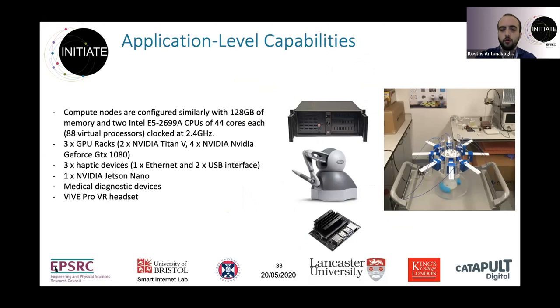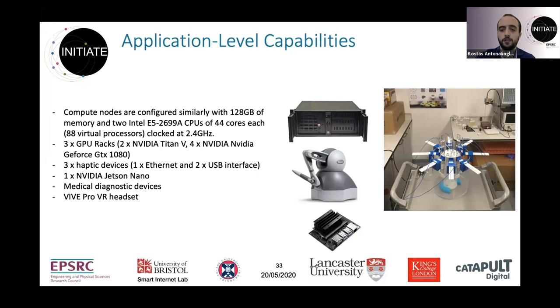Regarding the available testbed computation capabilities, we have compute nodes which are configured similarly with 128 gigabytes of memory and two Intel CPUs with 44 cores each, so a total of 88 virtual processors available, clocked at 2.4 gigahertz. We also have three GPU racks that include two NVIDIA Titan V cards, which can potentially be used within the cloud infrastructure, as well as four NVIDIA GeForce cards, which are currently used for standalone computations.